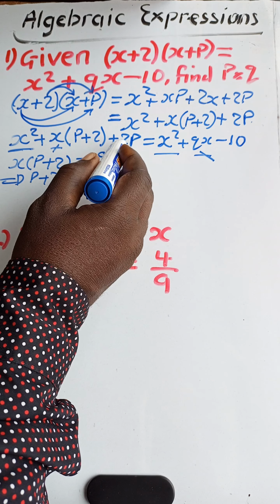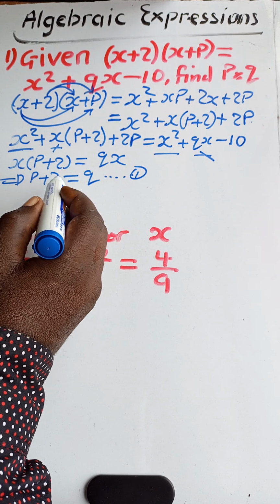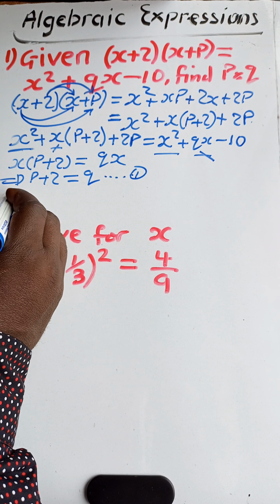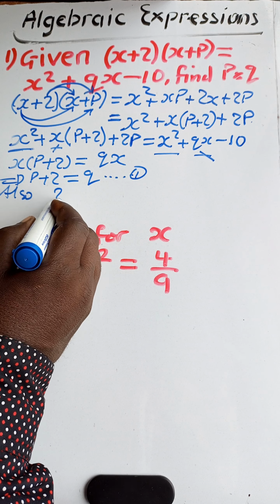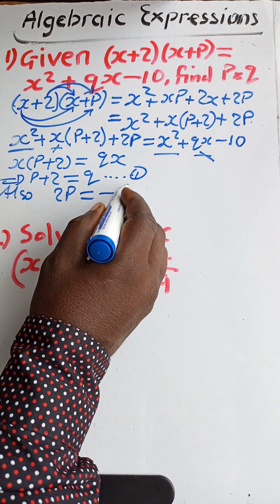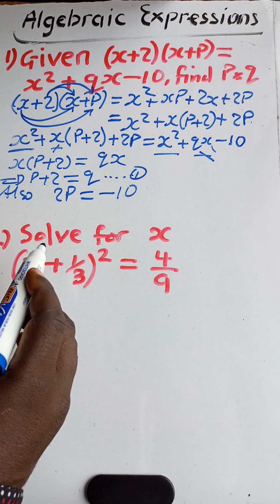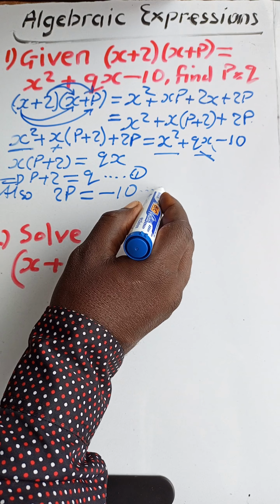Now we go to the constants, the terms that do not carry the variable. Remember our variable is x. So we take the constant term. The constant term on the left hand side is 2p. We equate it to the constant term on the right hand side. That means 2p is equal to negative 10. On the right hand side, this is the constant term, the term that does not carry x. This can be called equation 2.